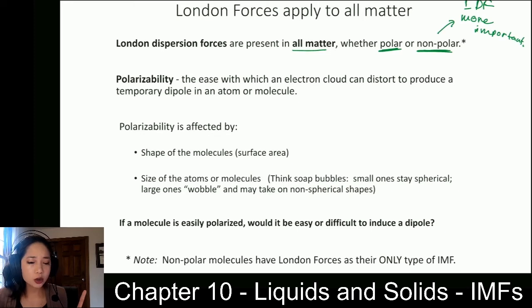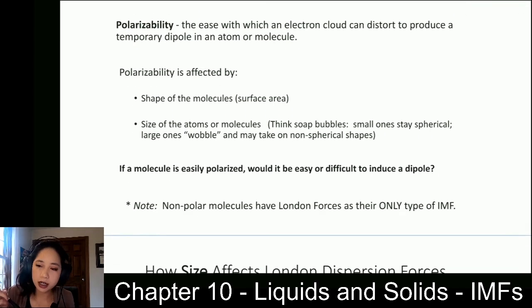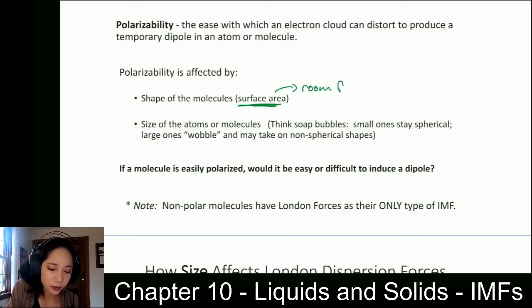All right, so how do we figure out the magnitude or the strength of a London dispersion force? It all has to do with the polarizability of an atom or molecule. Polarizability is just the ease with which an electron cloud can distort itself. So essentially, how much can you move electrons in their electron clouds? Polarizability can be affected by two factors. The first is the shape of the molecule, essentially how much surface area is in the molecule, so how much room electrons have to move around. Surface area is room for electrons to distort.